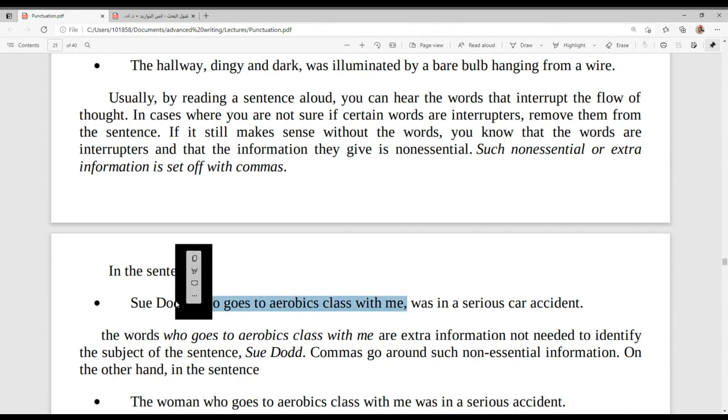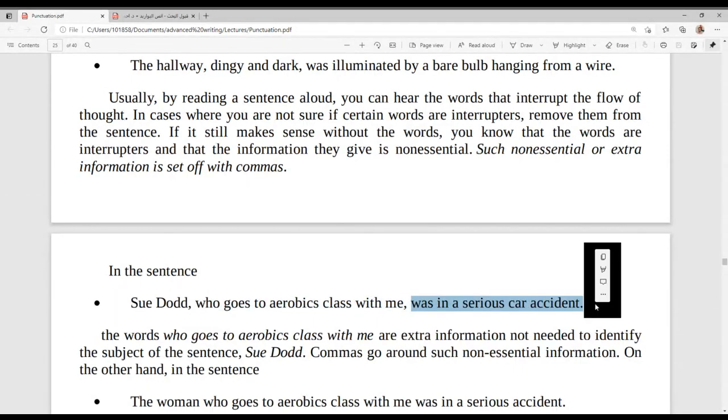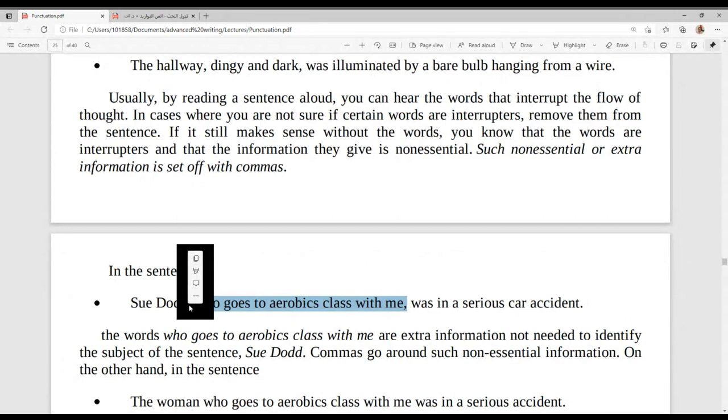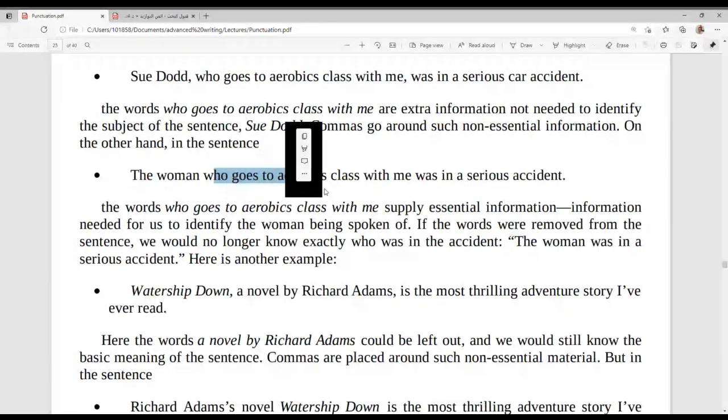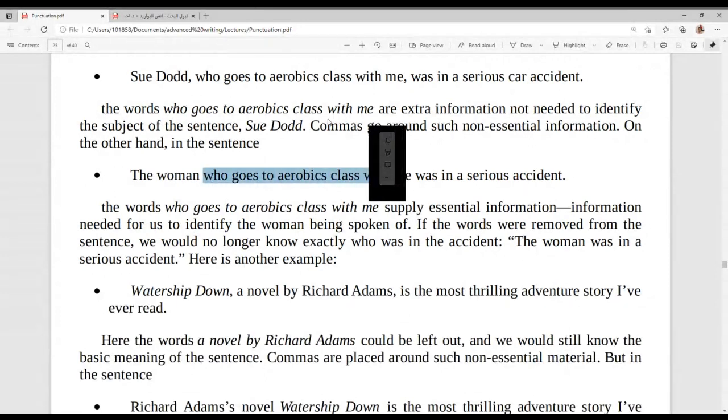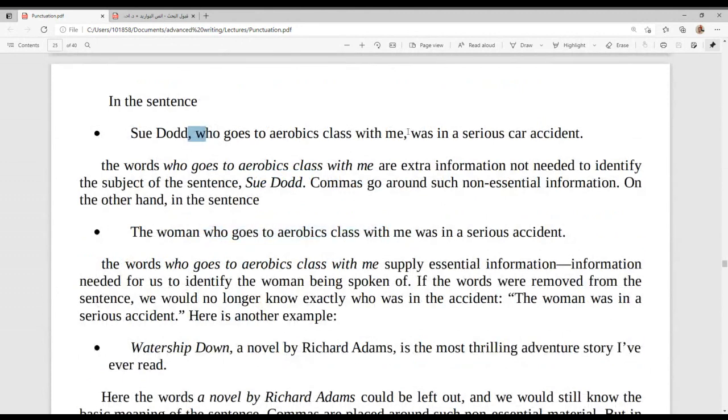This is extra information about the head noun, but it is not a part of the essential information in the sentence. So the existence or non-existence of this phrase or this clause will never affect the meaning of the sentence. Now the woman who goes to here, imagine, but if you would like to make this part essential, we talked about restrictive and non-restrictive clauses. Restrictive clauses, we have commas, right? Non-restrictive clauses, we omit commas.